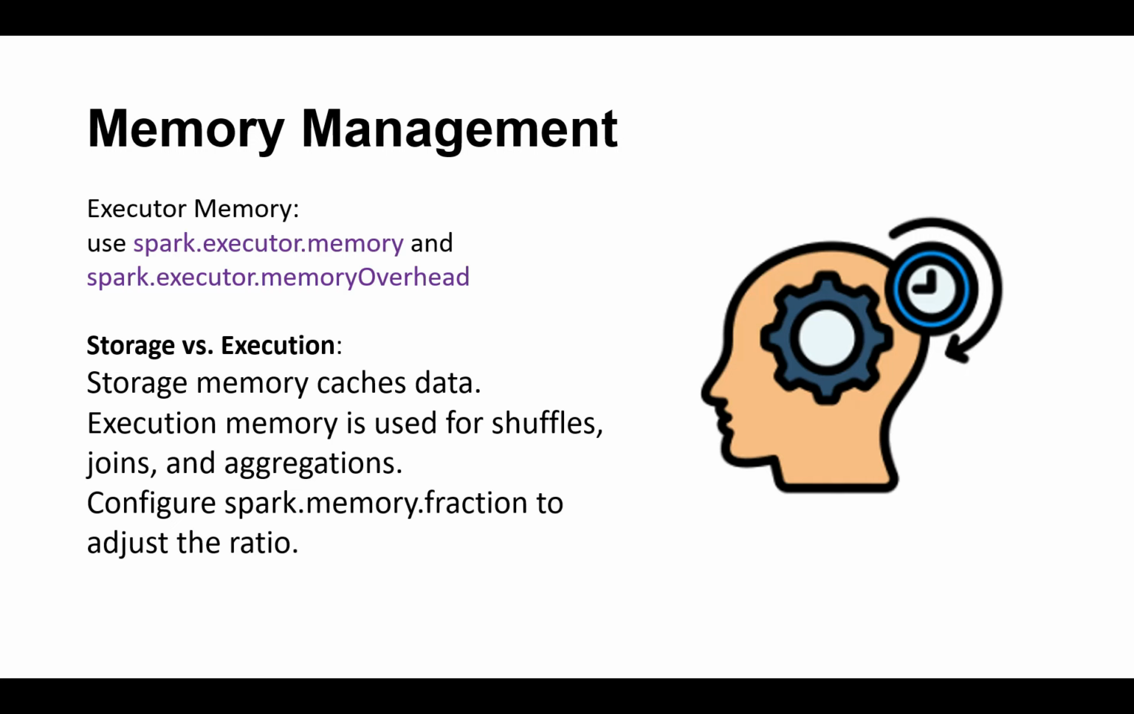Now if I know that I will need heavy memory for my execution, I can increase the ratio for execution memory. Vice versa, if I know that I will need a lot more storage than processing memory, I will tune that fraction ratio. So these are some levers that Spark provides to us for doing efficient memory management.